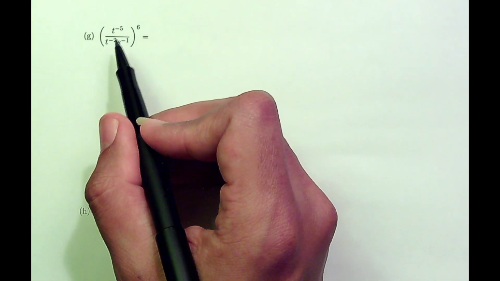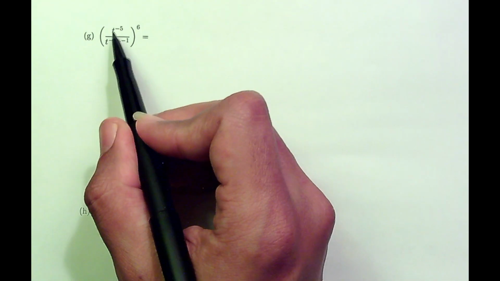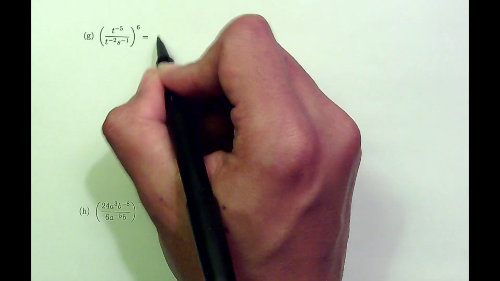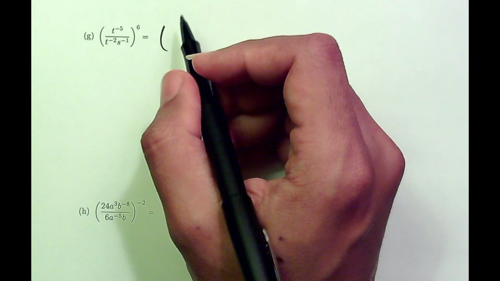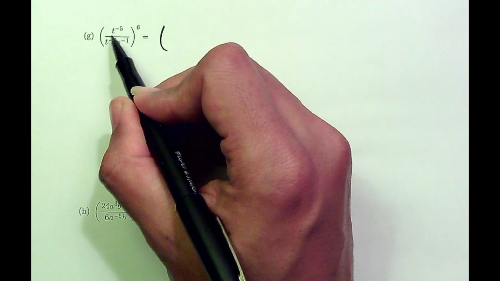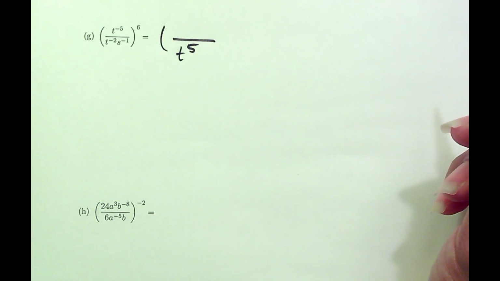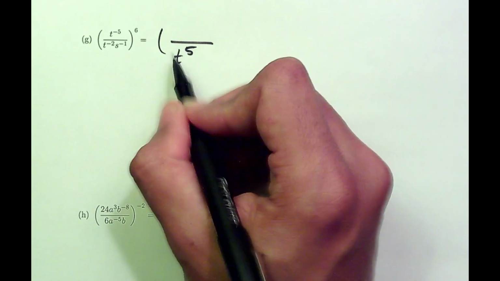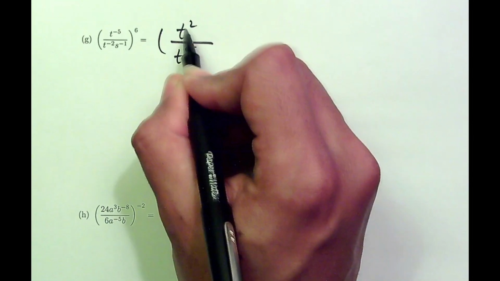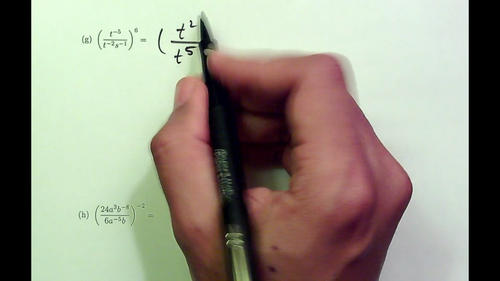Okay, first, PEMDAS, simplify the parentheses and then take care of the exponent. We can simplify that parentheses. Things that have negative exponent migrate. So if it's on top, it moves to the bottom. If it's on bottom, it moves to the top. So this t to the negative 5 moves to the bottom. T to the negative 2 moves to the top. And s to the negative 1 moves to the top.